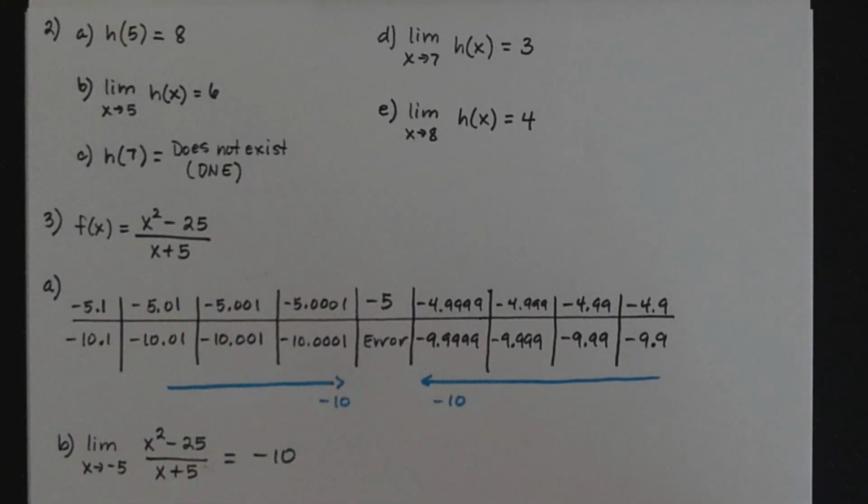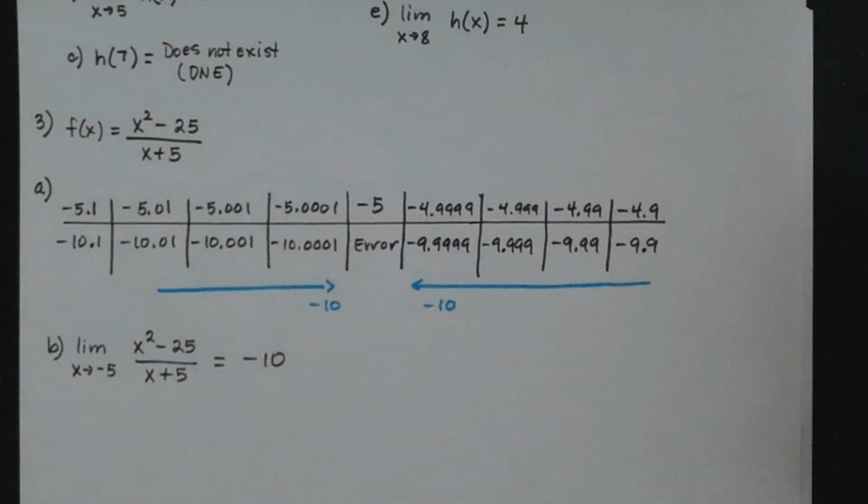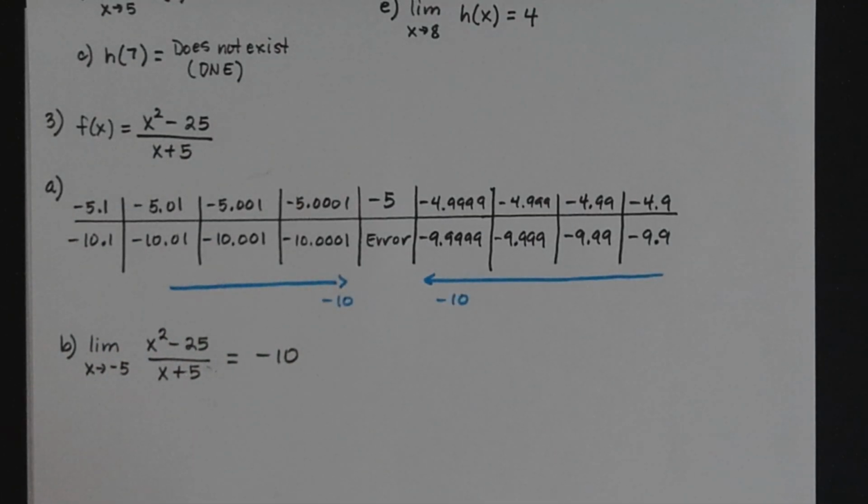So on the test, you will have a table to complete, and then you'll make your conjecture, which is part B, about the limit as x approaches negative 5 of that function. All right, questions on number 3.